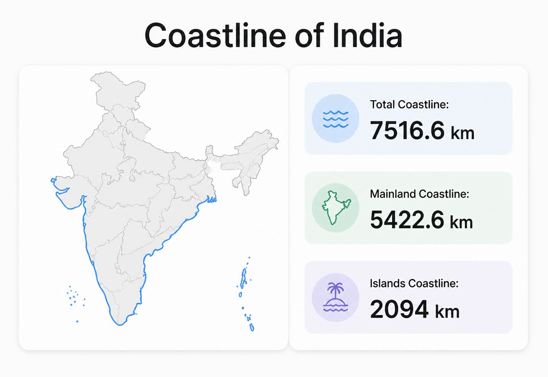India boasts a massive total coastline of 7,516.6 kilometers. This includes 5,422.6 kilometers along the mainland and an additional 2,094 kilometers surrounding its island territories.